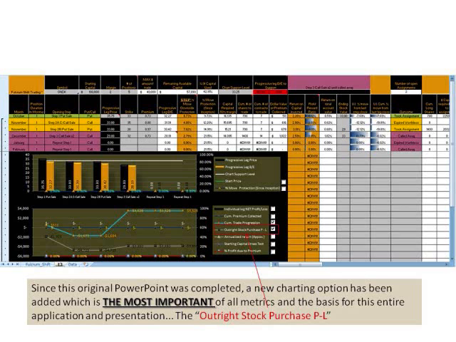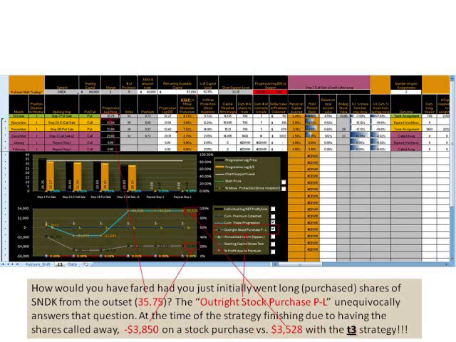Since this original PowerPoint was completed, a new charting option has been added, which is, quite frankly, the most important of all metrics and the basis for this entire application and presentation. It's called the outright stock purchase P&L. How would you have fared had you just initially went long, which is basically purchasing the shares of SanDisk from the outset or the beginning for the price of $35.75? The outright stock purchase P&L unequivocally answers that question.